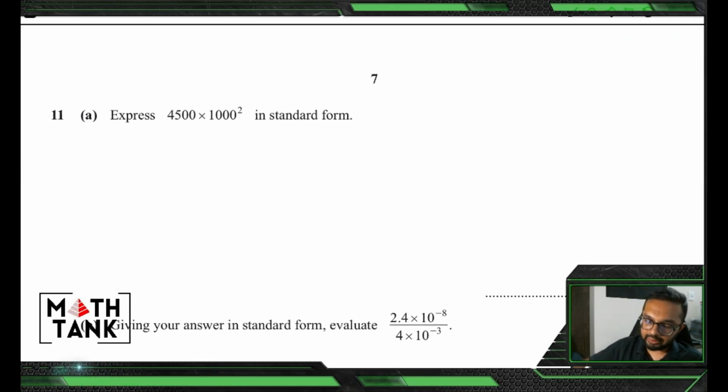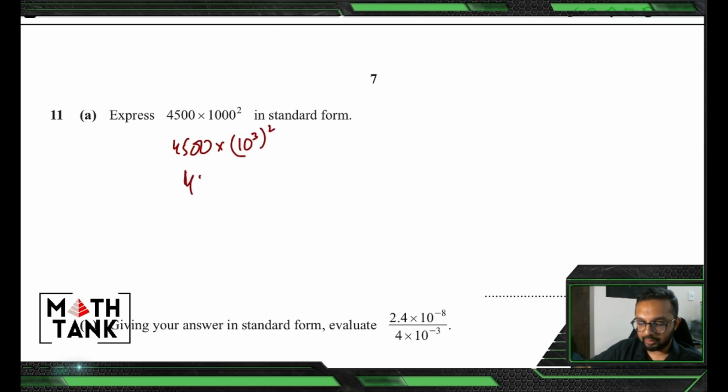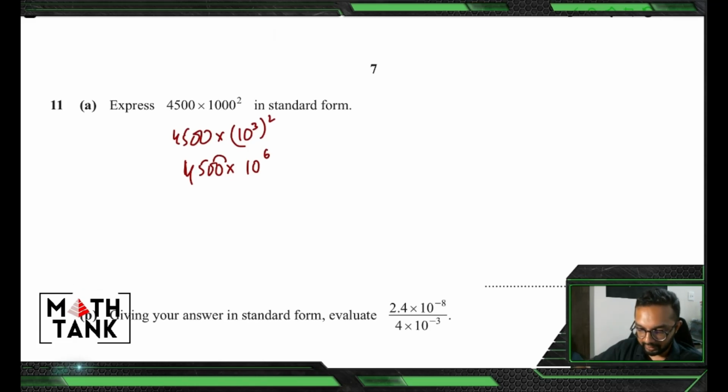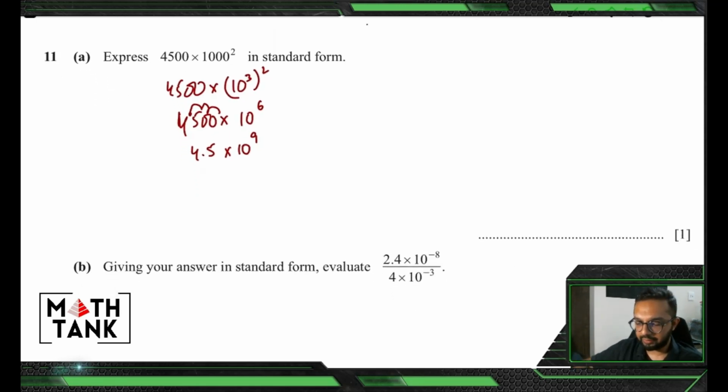Okay, then this in standard form. So first let's just convert this into powers of 10. There is something else as well, we'll talk about it. Let's convert this first. So that's 10 cubed and a square outside, so this becomes 4500 into 10 power 6. Now I need to move the decimal place back 1, 2, 3 positions. 4.5 into 10 power 9. So whenever I move the decimal to the left, powers of 10 increase. Whenever I move it to the right, powers of 10 decrease.